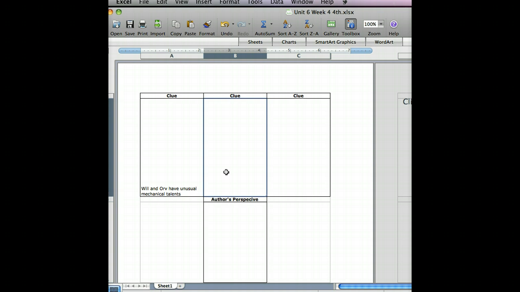Now, what clue to the author's perspective on Will and Orv can you find on page 740? Let me say that again. What clue to the author's perspective on Will and Orv can you find on page 740?